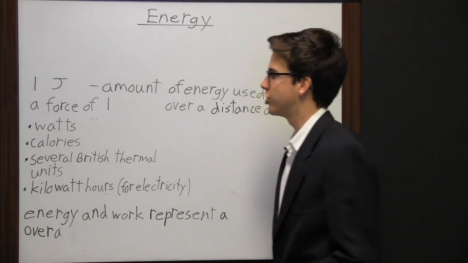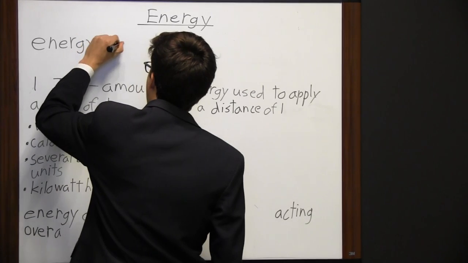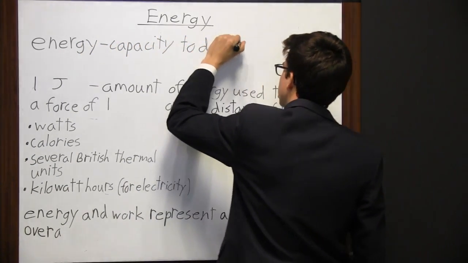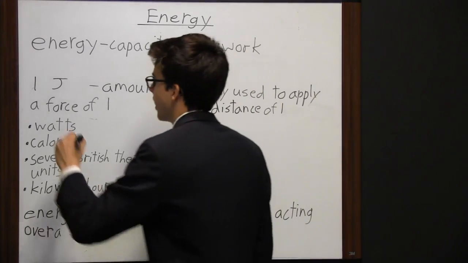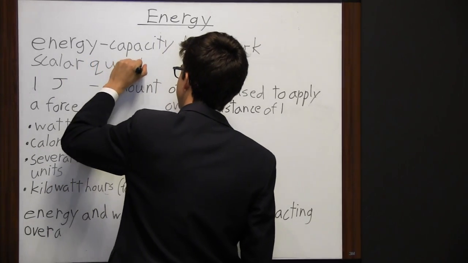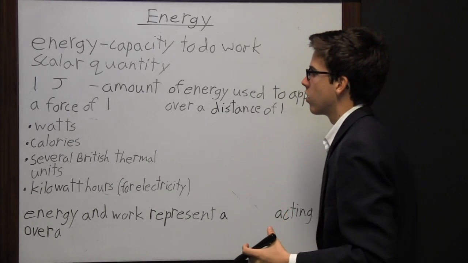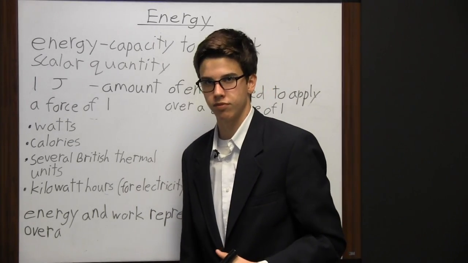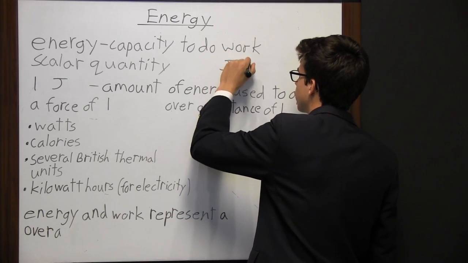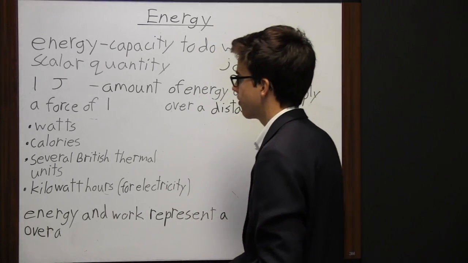We can define energy as the capacity to do work. And we could further define energy as a scalar quantity. And so when I say it's a scalar quantity, that means it's kind of like mass. It has a particular number and unit associated with it, but it doesn't matter in which direction the energy was applied. Now, a unit for energy is the joule, which actually has a little j, but when we abbreviate it, it has a capital J.